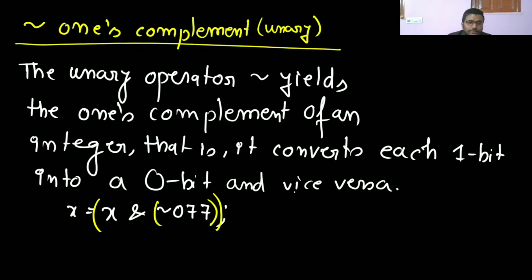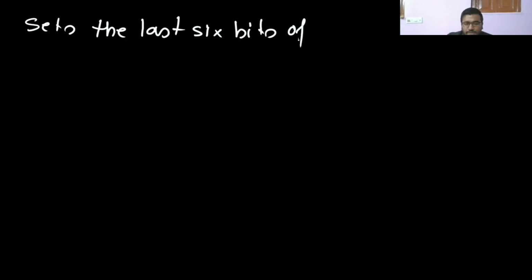So it will be 111 and all bits will be 1 and the last 6 bits are going to be 0. See? Okay, this is going to perform first because it's having a higher precedence. So what it's doing, it sets the last 6 bits of x to 0. Understood?